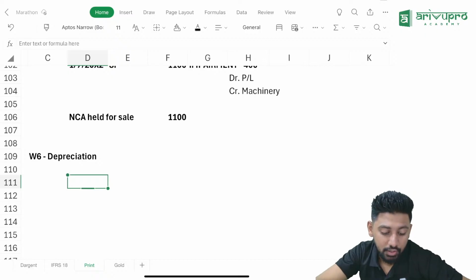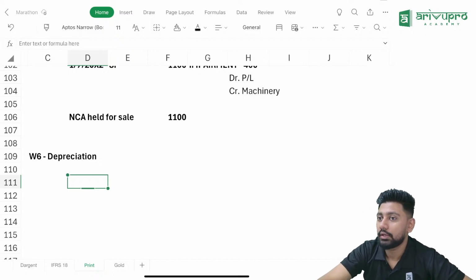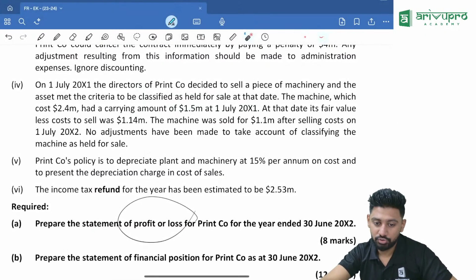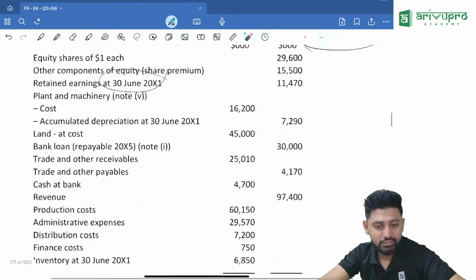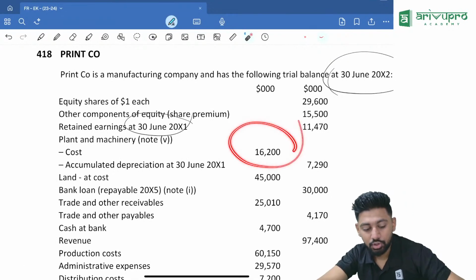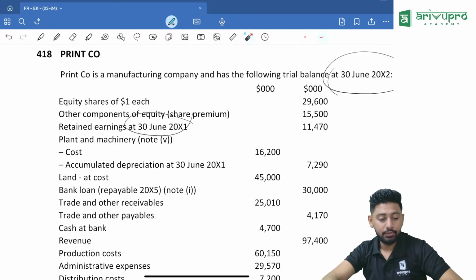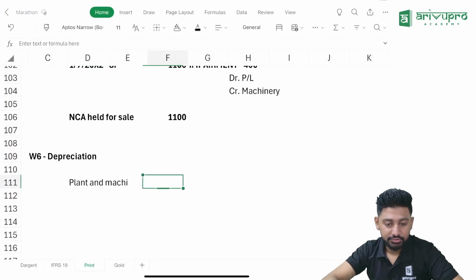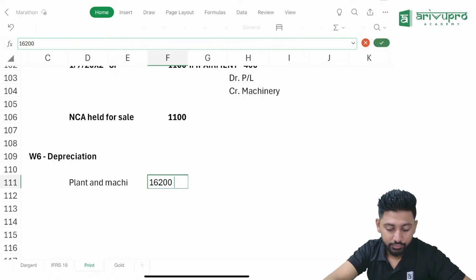So we are going to now calculate depreciation. Plant and machinery at cost. Okay, now let's go back to plant and machinery on the trial balance. Your plant and machinery at cost is given as 16,200. So plant and machinery 16,200. Are we clear?